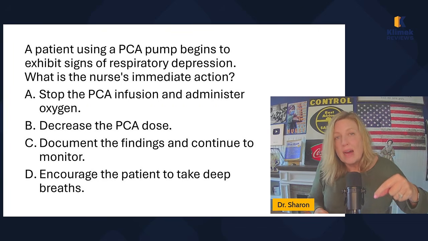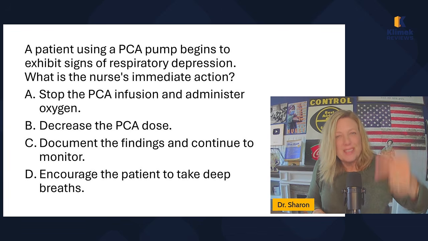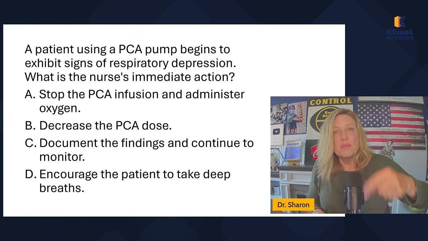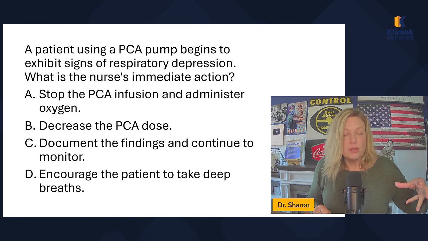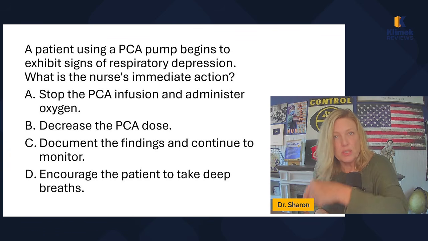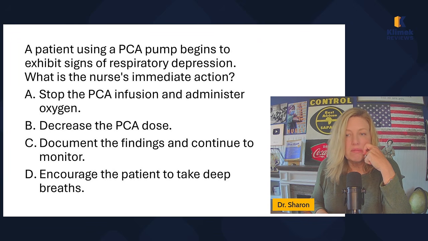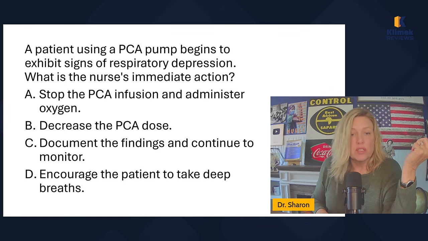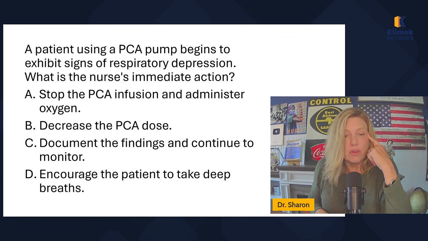What is the most common side effect of opioids? It's respiratory depression. Now, respiratory depression may be really severe, or it may not be so severe, but if they're going to give us this word, I'm going to assume it's a clinically significant respiratory depression. Okay, so do I want to stop the PCA and administer oxygen? Maybe. That's a good option. I don't know what the other options are, so we're going to keep A on our list. Decrease the PCA dose. Okay, yeah, I may want to do that.